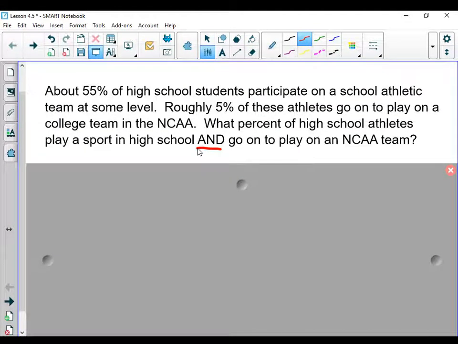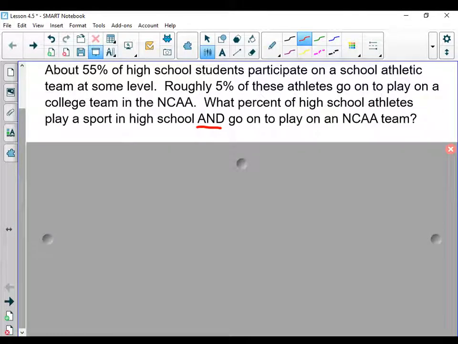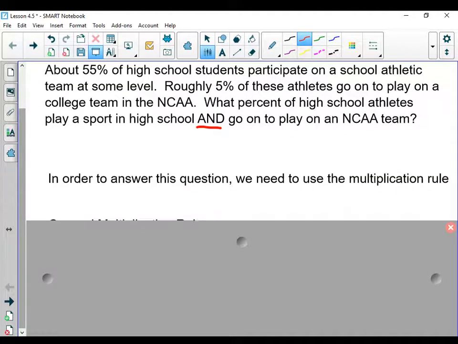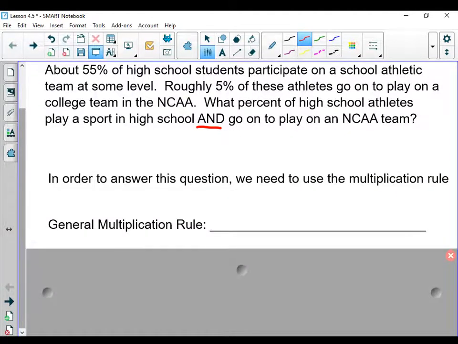This is a situation where both of the things have to happen. We want to know the percentage of high school athletes that played a sport in high school and then they go on to play that sport in college, or on an NCAA team. Well, like I said, in order to answer a question like this, we're going to have to use what's referred to as the multiplication rule. So here's the general multiplication rule.